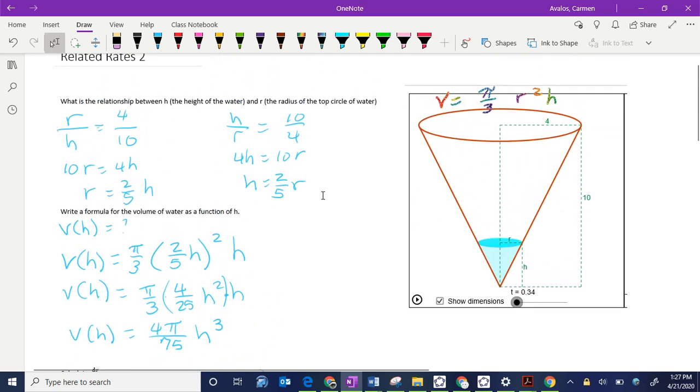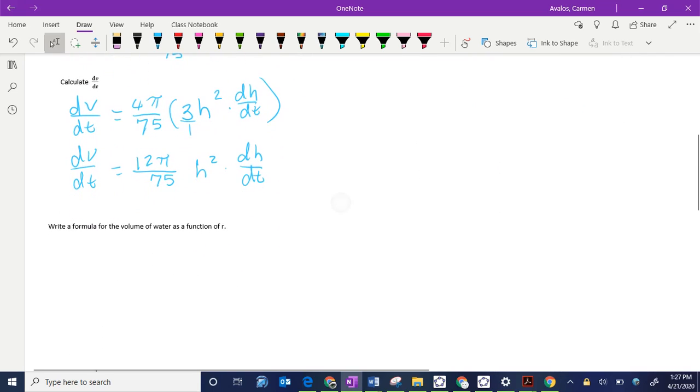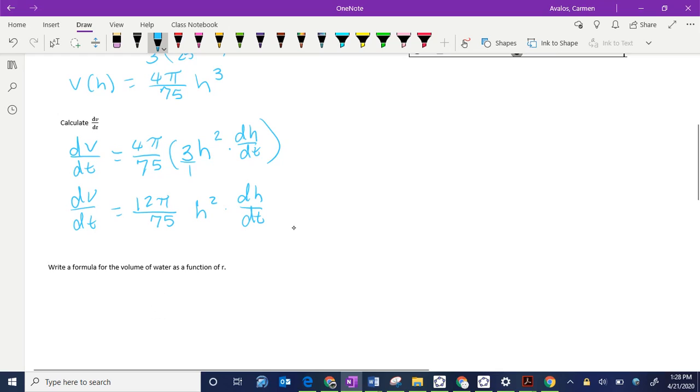But that's only good if I know h. If I don't know h, what if they gave me r? What am I going to do if that's the case with r? Well, if that's the case with r, that's what we're going to do next. We're going to write a formula for the volume of the water as a function of r. So what you do here is you're going to do the same thing that we did up here, and what we want is v of r. And so that's what we want to find out there.